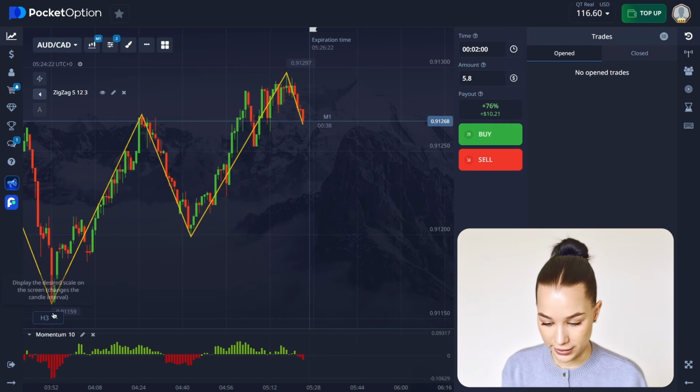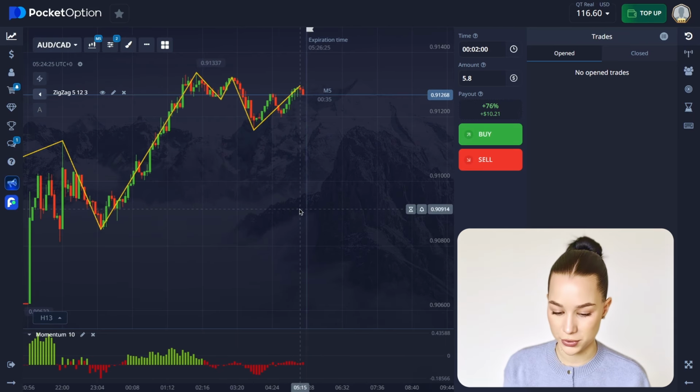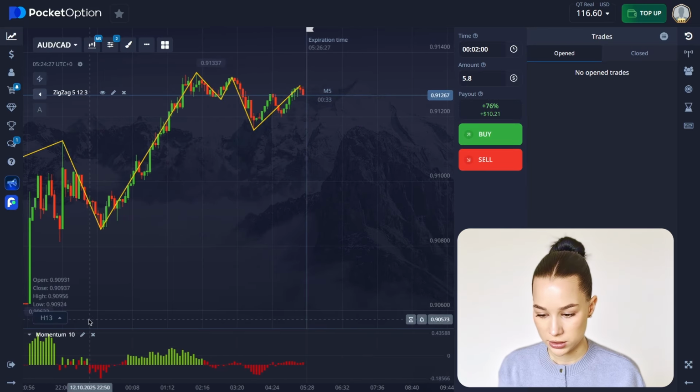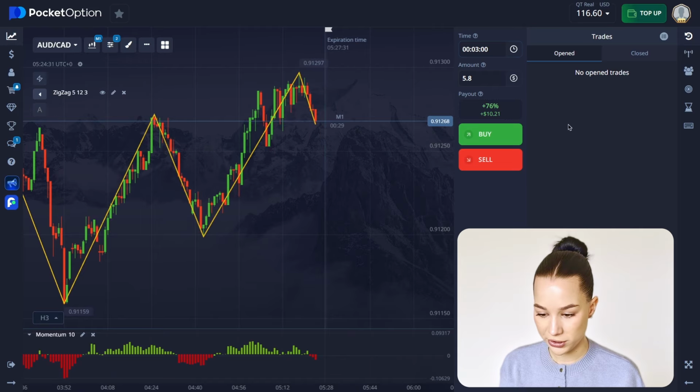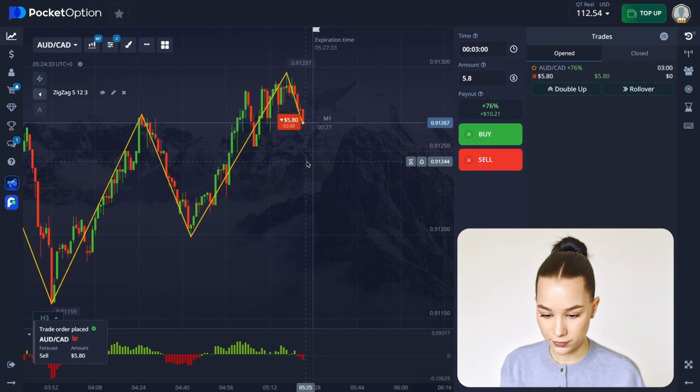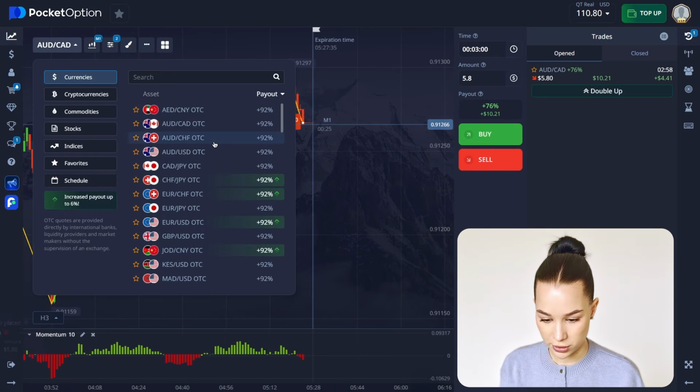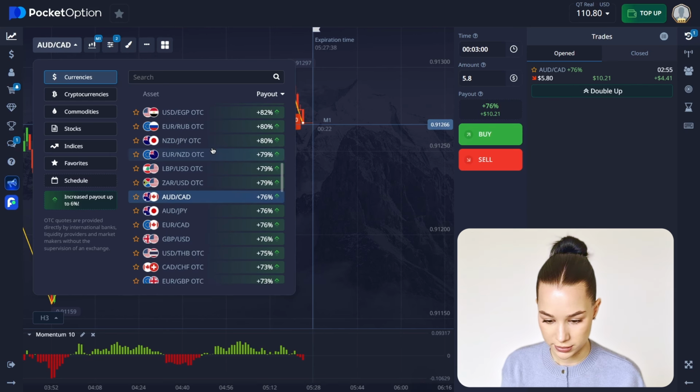Let's check it out on M5. On M5 it also looks pretty nice. It's fine. So let's change our time to 3 minutes and open here a sell trade for 3 minutes. For now, I'm just gonna check some other currency pairs.